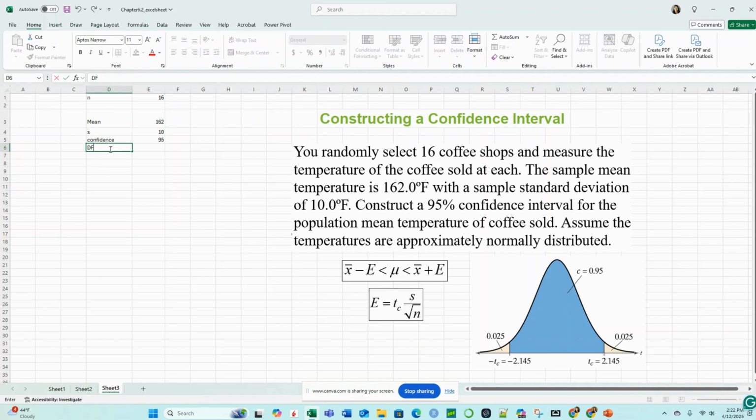We also have to find the degrees of freedom, which is n minus 1. Here n is 16, so 16 minus 1 is 15. It is a simple calculation we can do by head. And then we are going to find the confidence bounds, left bound and right bound. In order to find these bounds, first we have to find the margin of error. I will type here margin of error, that means E.